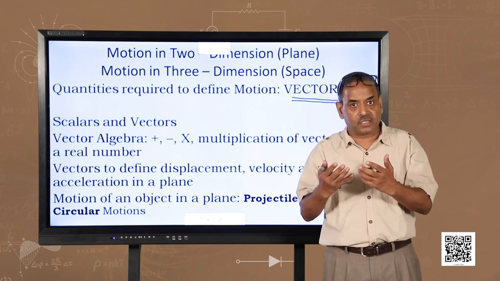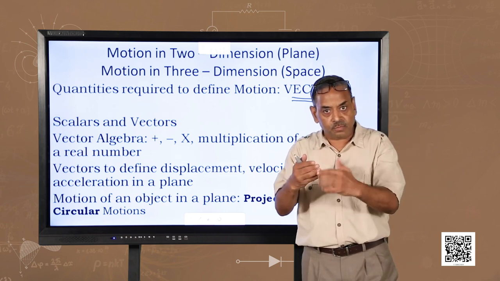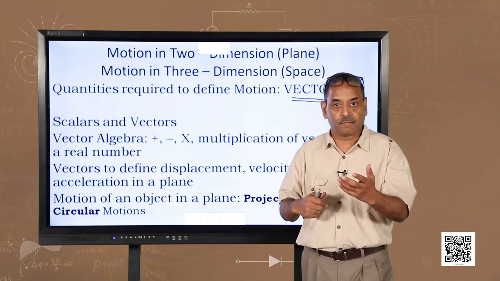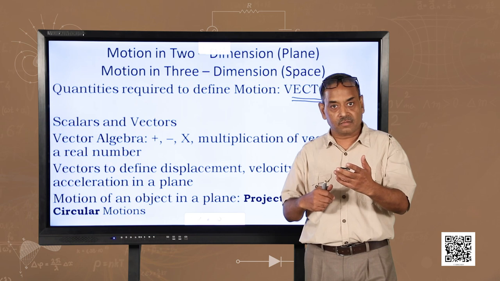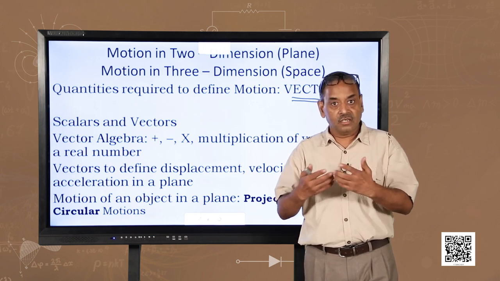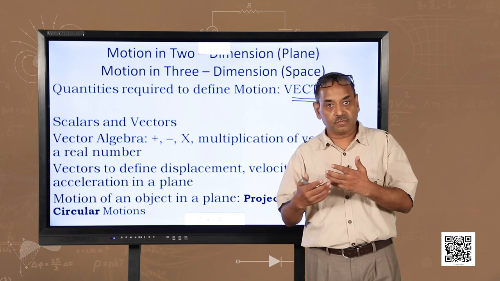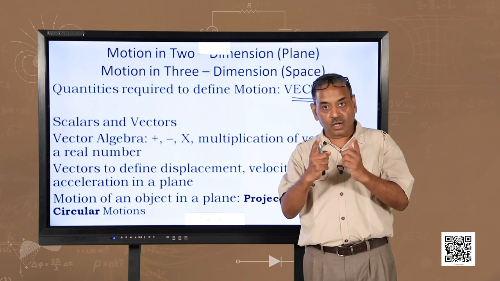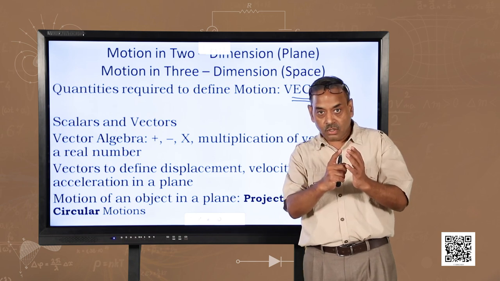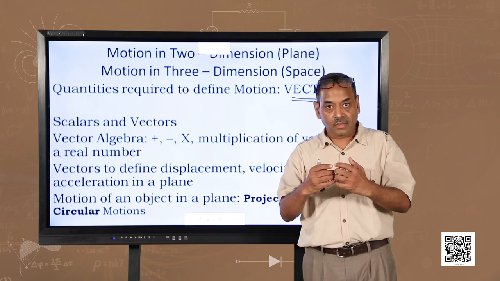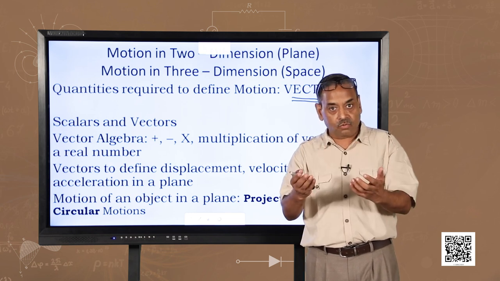So this is the basic question that comes in. In order to explain this motion, that I have travelled 4 kilometers today morning, the question is in which direction you have moved. It means you need to have direction also. So these quantities, which require magnitude plus direction, like velocity and displacement, are vector quantities.